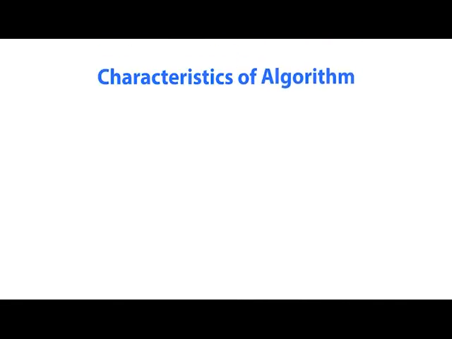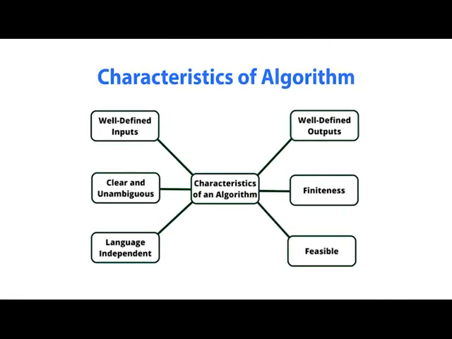So, an algorithm has some characteristics: it should have a well defined input, it should have a well defined output, there should be a finite number of steps, the algorithm should be language independent, all steps should be clear and unambiguous, and the algorithm should be feasible. So, these six are in fact the characteristics of the algorithm, that you should have well defined input and output, there should be a finite number of steps, it should be language independent, and the steps of solving the problem should be clear and unambiguous, and it should be feasible.